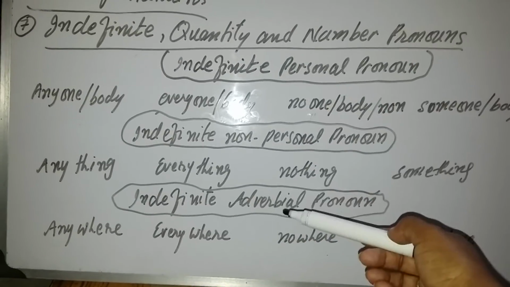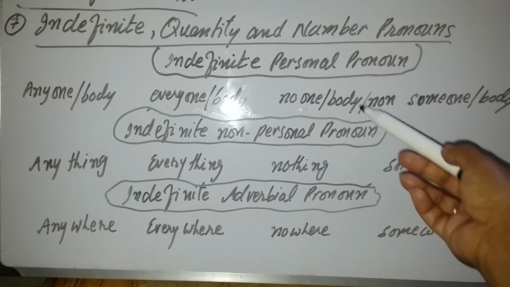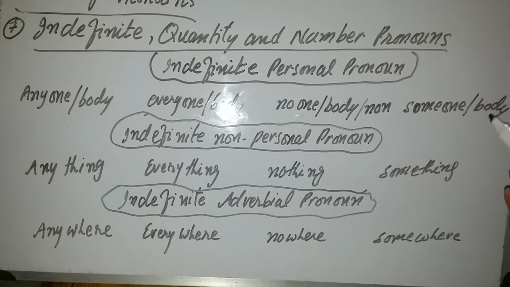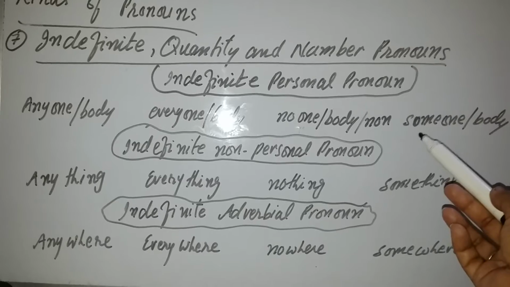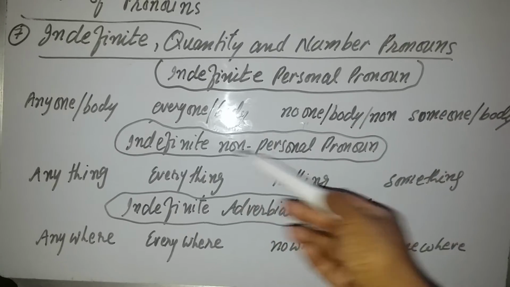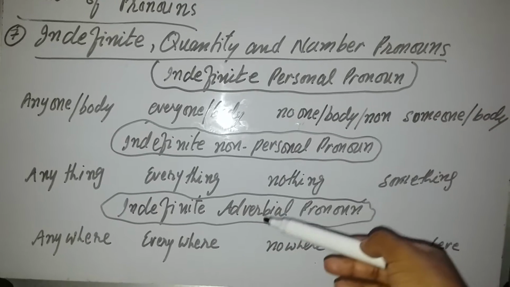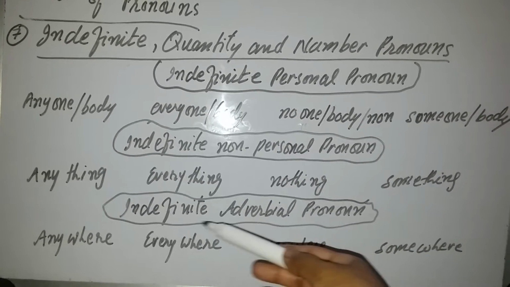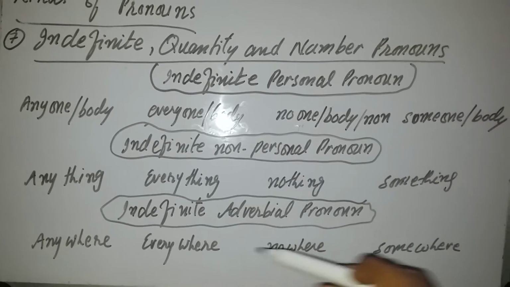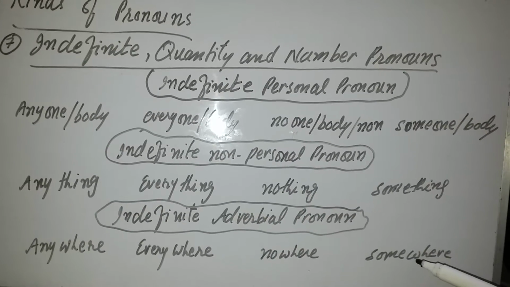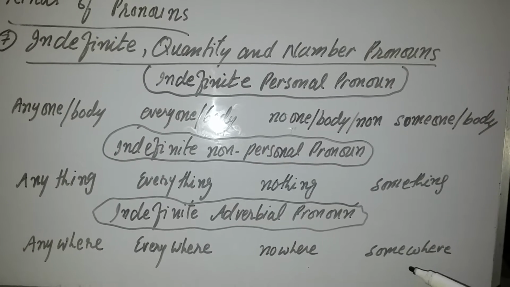Now look at all these 3 categories. In the first category, anyone, anybody, everyone, everybody, no one, nobody, none, someone, somebody, all these indefinite personal pronouns will be used for persons, for people. But indefinite non-personal pronouns, anything, everything, nothing, and something, will be used for things. And as we can see from the word adverbial in indefinite adverbial pronoun, from adverb we can understand that all these indefinite pronouns will be used for places. How? Anywhere, everywhere, nowhere, and somewhere.